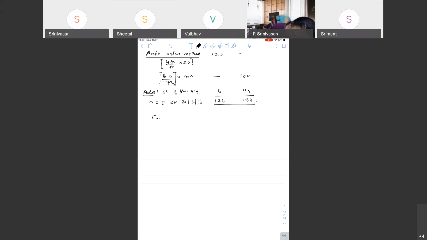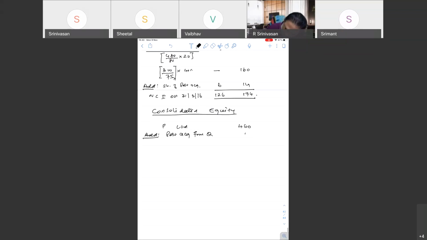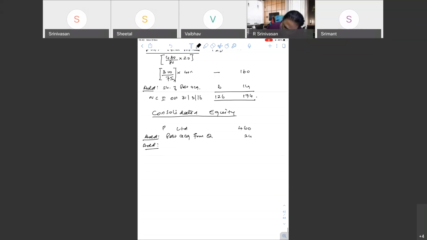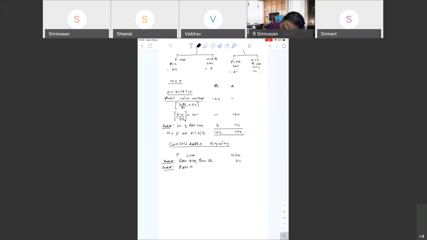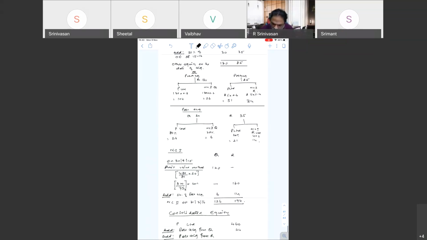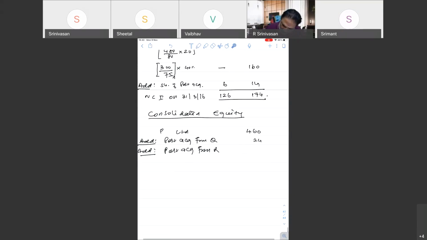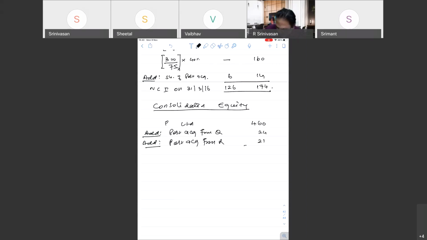Now the next part, we have to find out what is consolidated equity. Consolidated equity: P Limited 460, and post-acquisition from Q, we already got it. Post-acquisition from Q is 24. And post-acquisition from R, we already calculated that, we have got 21. Okay, so 21. The total has become 505.